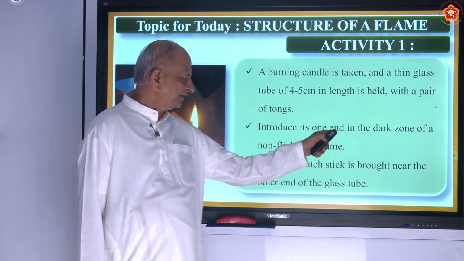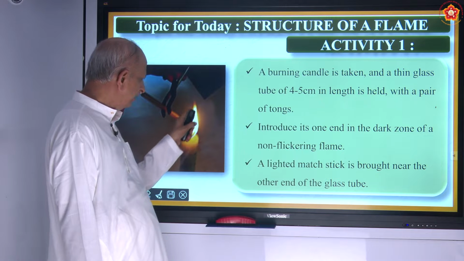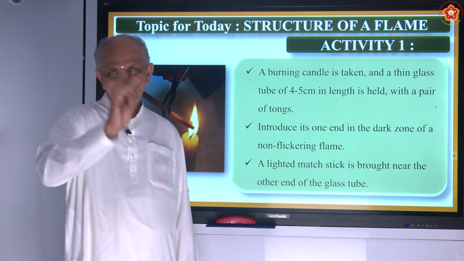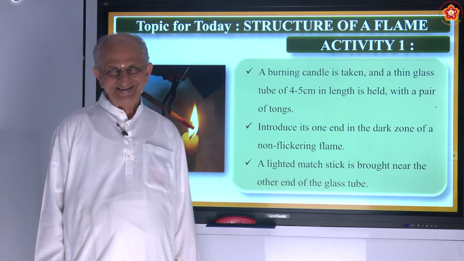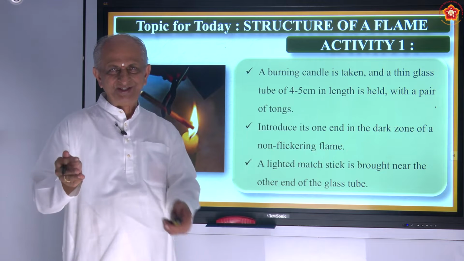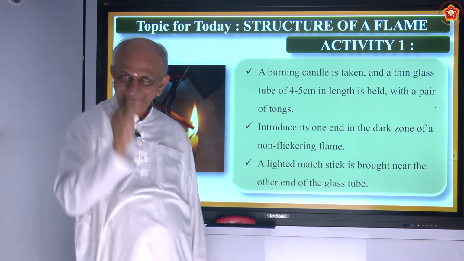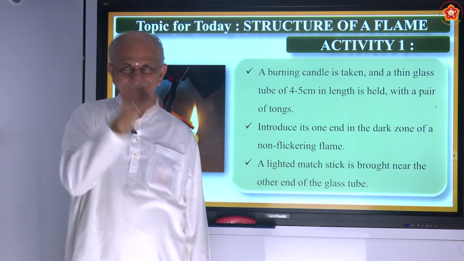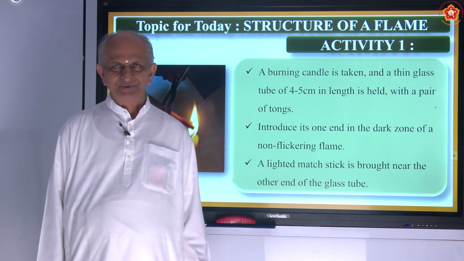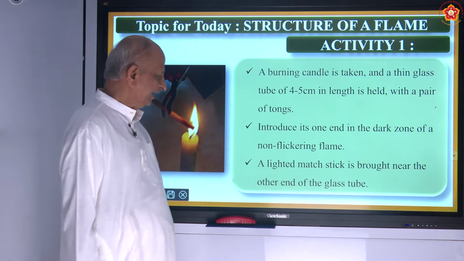Introduce its one end in the dark zone of a non-flickering flame. The flame should not flicker. What does flicker mean? Wavering, like your monkey mind. Mind is a very mad monkey, no? It wavers. Even though you are sitting there, your mind will be going somewhere. You should know how to bring it back. Bring it back, bring it back, bring it back. Continuously you must bring it back. Then only you will progress in your studies or in all your activities.